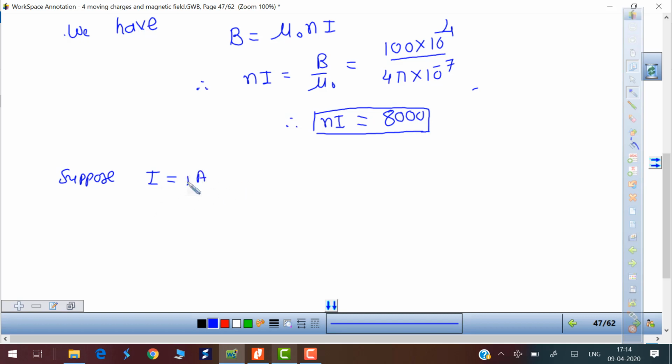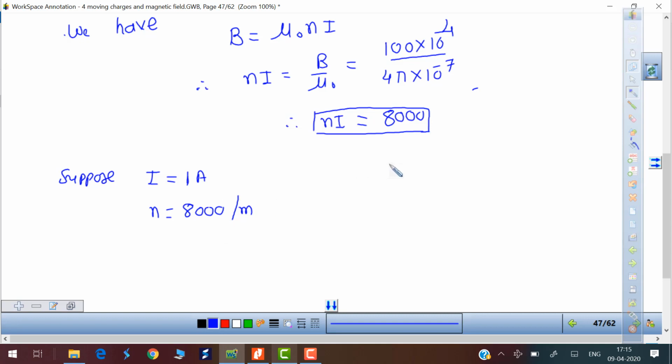So if I is 1 ampere, then n becomes 8,000 turns per meter. But it is not allowed because 1000 is the maximum capacity. So if I take 2 ampere, then this becomes 4,000. It also overcomes our limit.